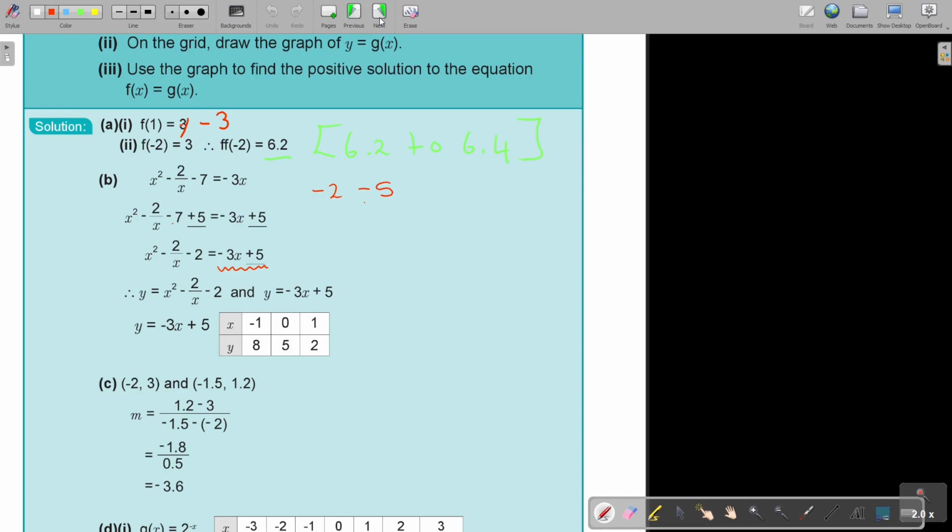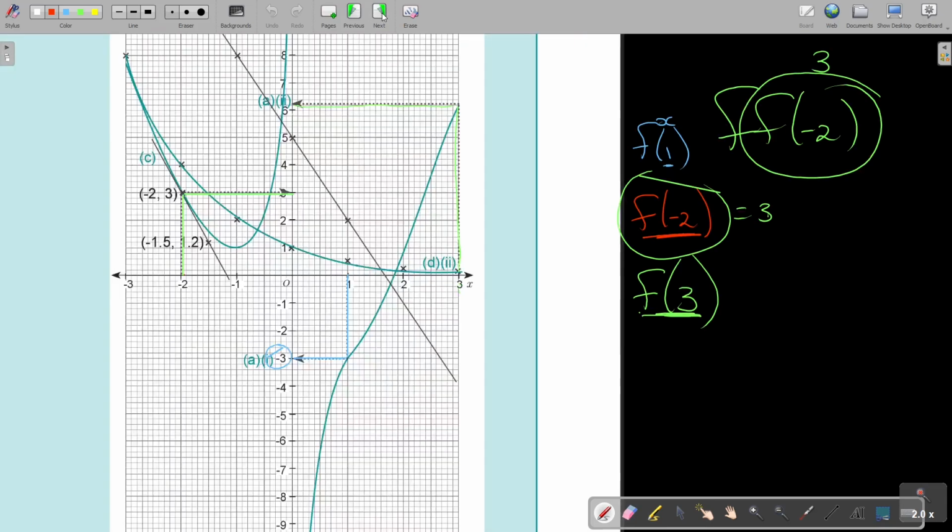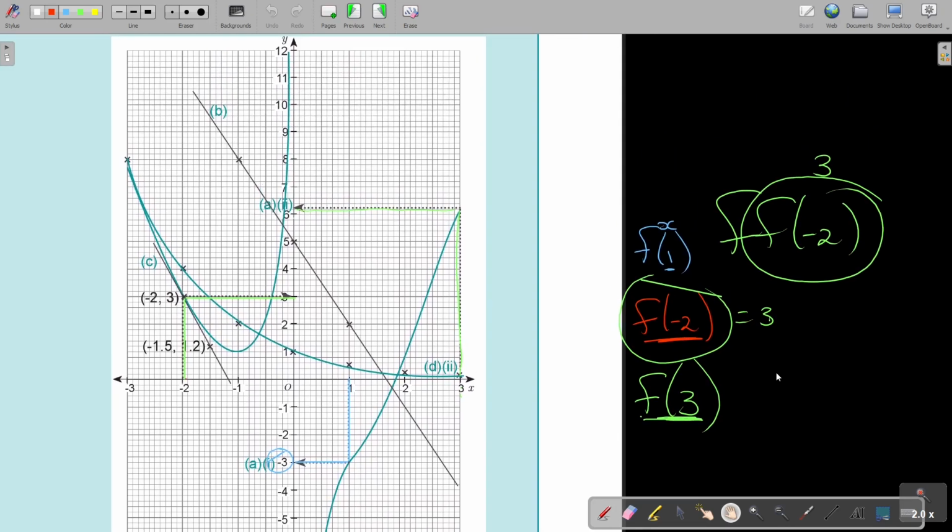And now I'm going to create a table. Always good to have a negative, a 0, and a 1. And if I substitute it there, so it's negative 3 times negative 1, so it's 3 plus 5, and that's 8, and that's 0 and 5. And that is going to be negative 3 plus 5, and that's 2. Okay, and now I'm going to plot those points. Okay, so basically, this is what I did there. Can I just show you? I just plot those points, all three, and then I draw a straight line through and make the line long.